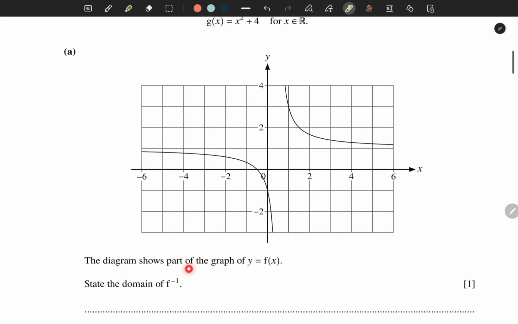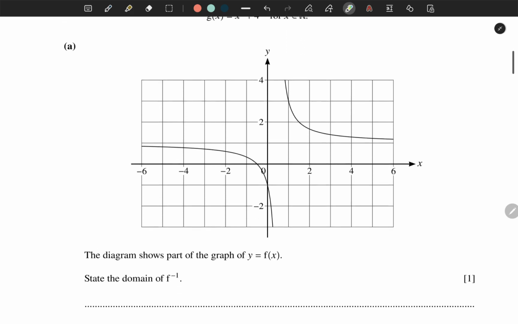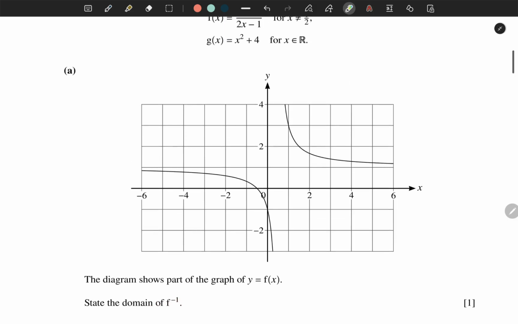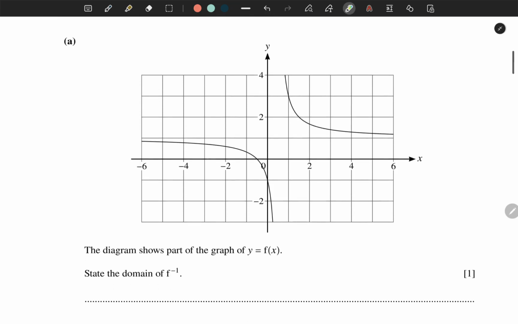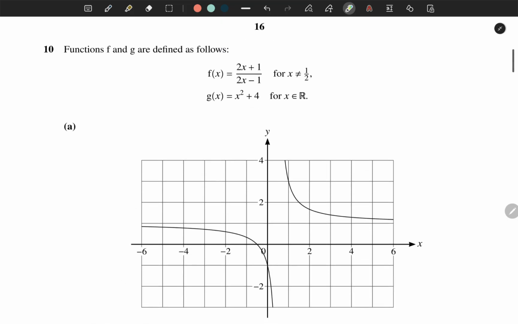The diagram shows part of the graph y equals f of x. Don't forget this is f of x. Then state the domain of f inverse of x. State the domain of f inverse of x. When you look at this question, you can see it's 1 mark, so don't stress yourself by looking for the inverse of this function before you get the domain of the inverse function.